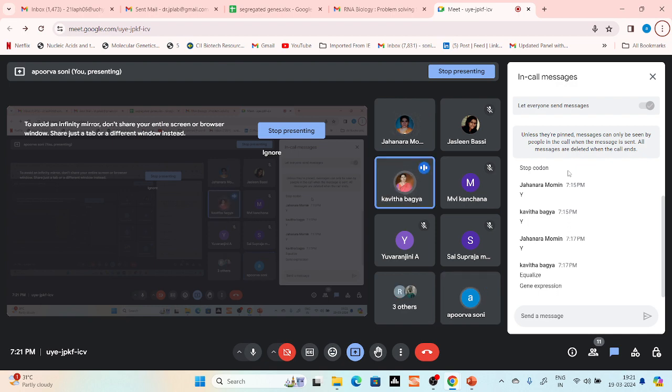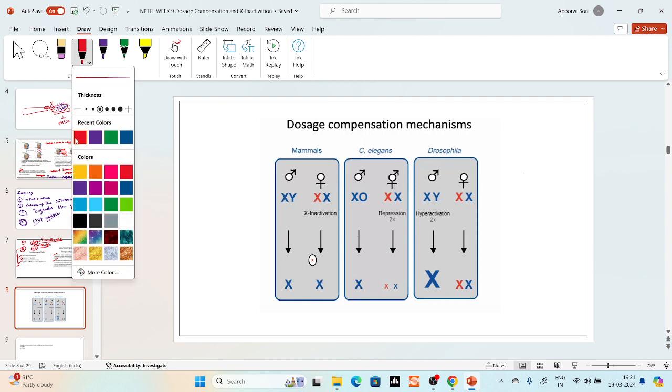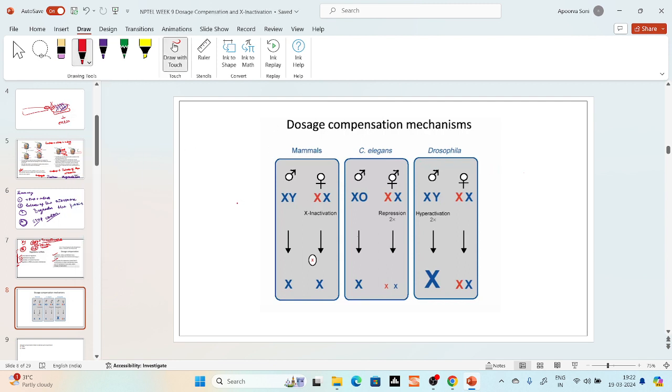Hermaphrodite. Yes. So these are hermaphrodite animals in C. elegans. So now you see that in all the cases there are two X chromosomes. Across three species we are taking the examples: mammals, C. elegans and Drosophila. So in all the three cases, this X chromosome inactivation, or sorry, this dosage compensation is taking place. But the mechanism of this compensation is different across different species. How? Now we'll first see about mammals.